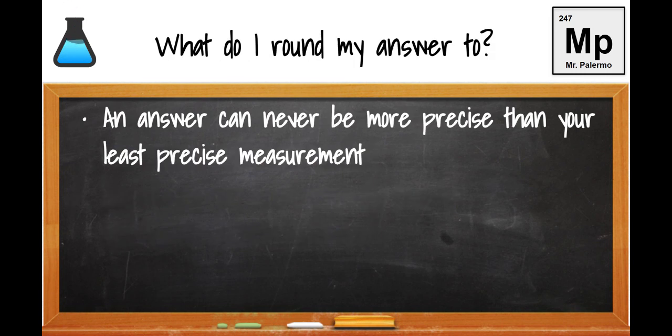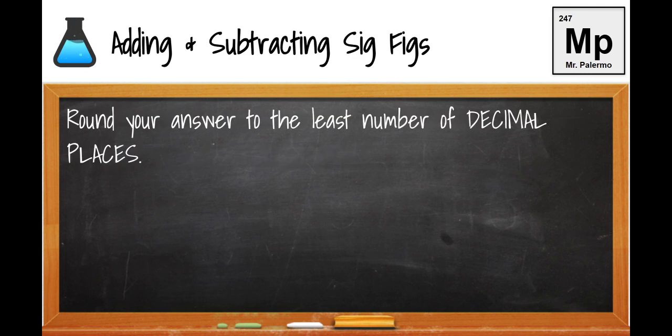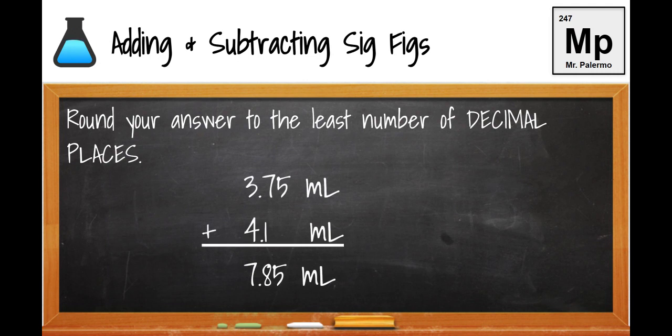An answer can never be more precise than your least precise measurement. Sometimes when we put things into the calculator, it spits out a whole chain of numbers, and we have to be careful to only be as significant as our measuring device, just like we learned in class. So for adding and subtracting significant figures, you round your answer to the least number of decimal places. Let's take a look at that.